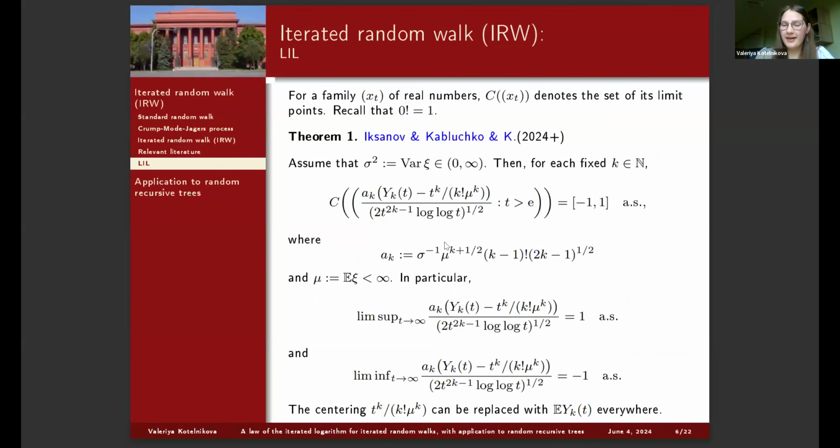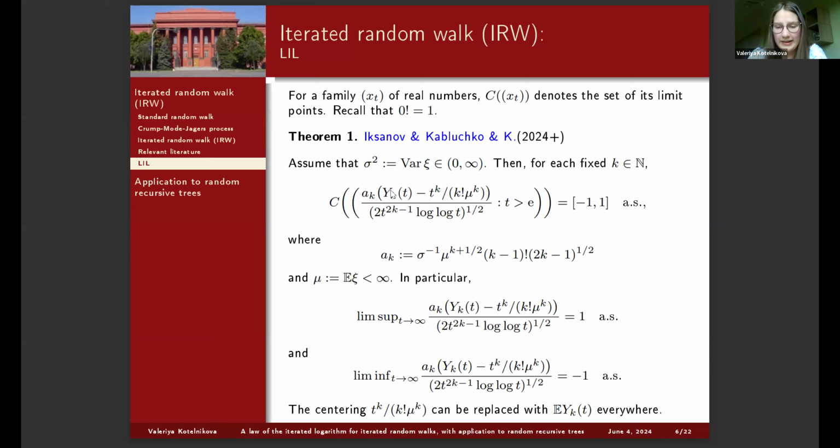Okay, I stopped here. So the law of iterated logarithm we obtained is the following. Denote by sigma squared the variance of xi and assume it is finite. Then for each fixed generation k, we have shown that the set of limit points of the process Y_k, centered and normalized in a proper manner, is equal to [-1, 1] almost surely. In the normalization we see constants a_k, which are defined in such an equation. By sigma we denote the square root of the variance, and by mu the mean of xi. In particular, it means that the upper limit of this fraction is 1 and the lower limit is -1 almost surely.